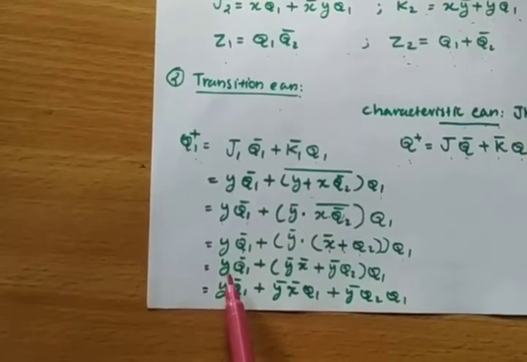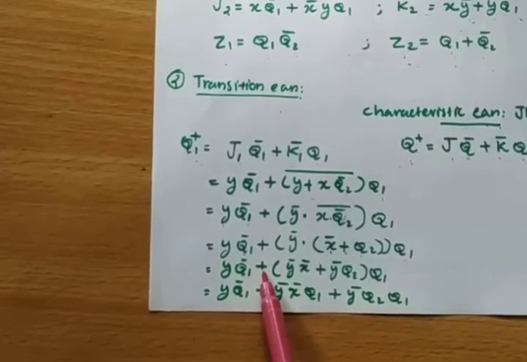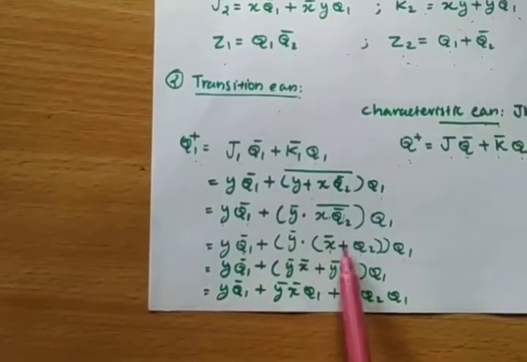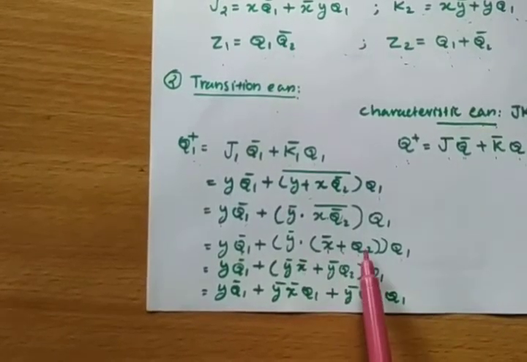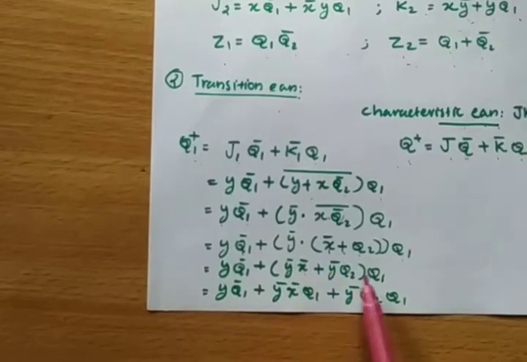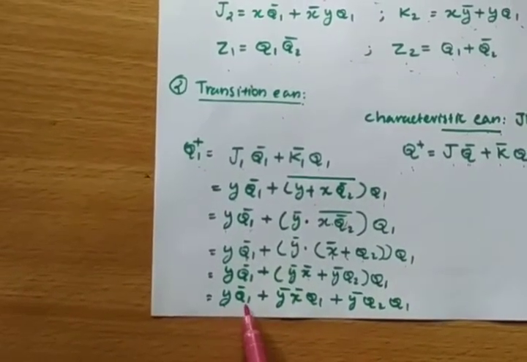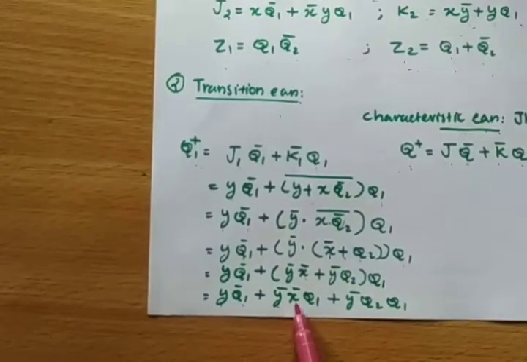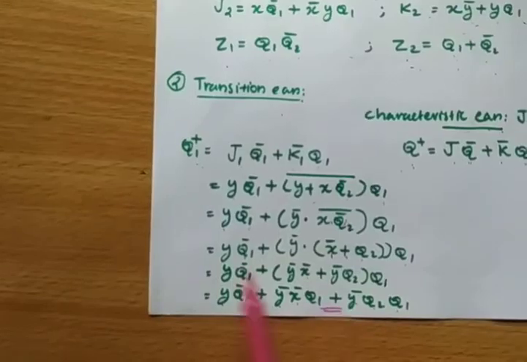So now Y Q1 bar plus, you have to cross multiply all these things. So Y bar X bar plus Y bar Q2 into Q1. Again cross multiply, again you have to multiply Q1 within this bracket. So Y Q1 bar plus Y bar X bar Q1 plus Y bar Q2 Q1. So this is the expression for Q1 plus.